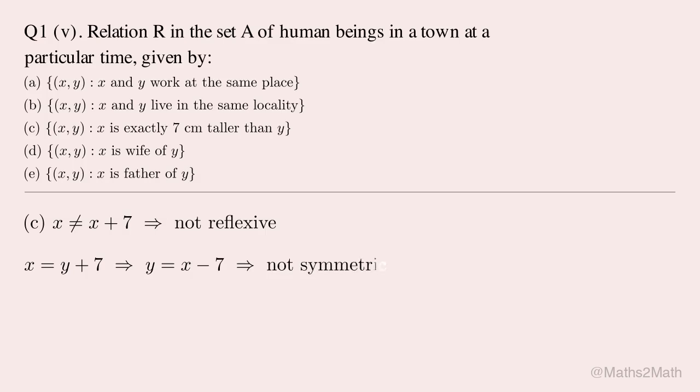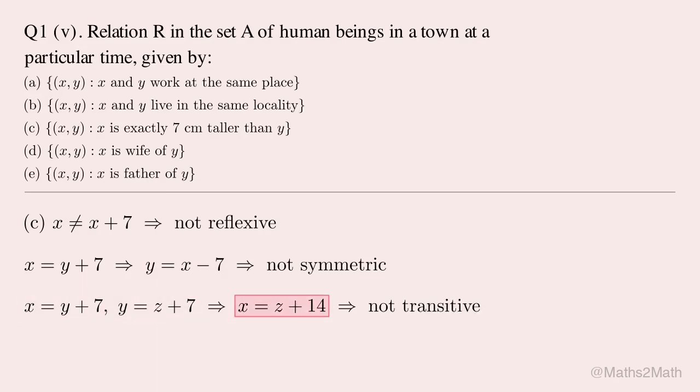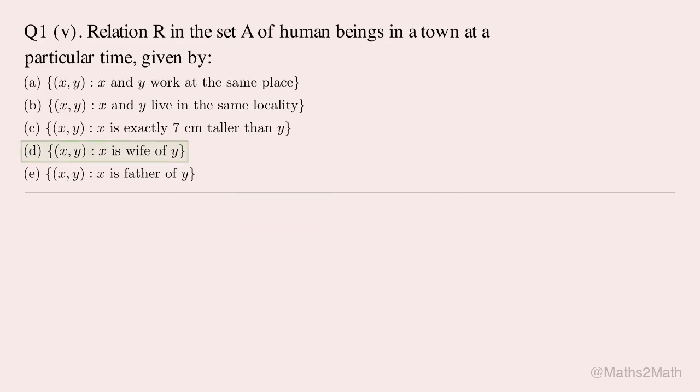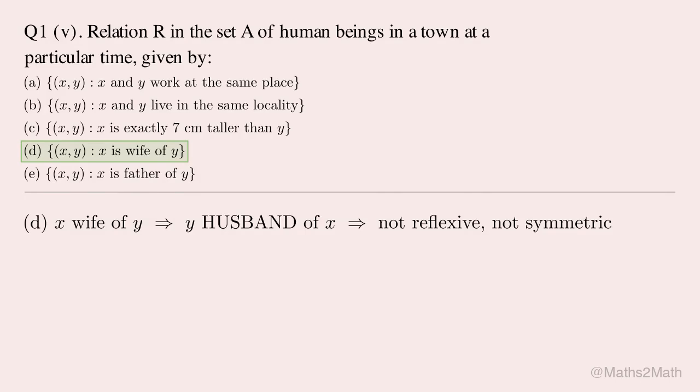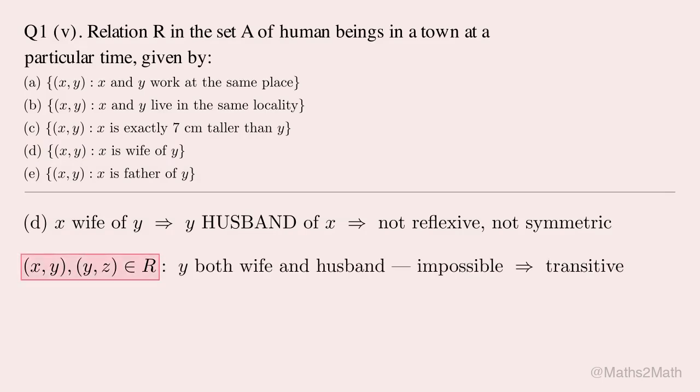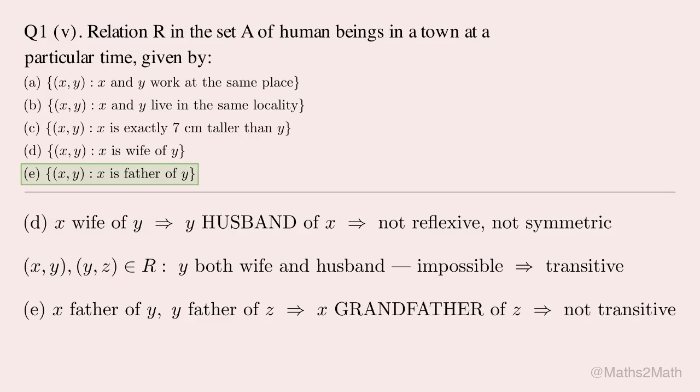If x is 7 above y, then y is 7 below x, not symmetric. And chaining 2 such pairs makes x 14 above z, not 7, not transitive. Relation D, no one is their own wife, and the wife of x's husband relation reverses to husband, not wife, so neither reflexive nor symmetric. 2 wife-of pairs can never chain, the middle person cannot be wife and husband at once. Transitive, trivially. Relation E, chaining father-of pairs makes x the grandfather of z. Not transitive, and not reflexive or symmetric either.